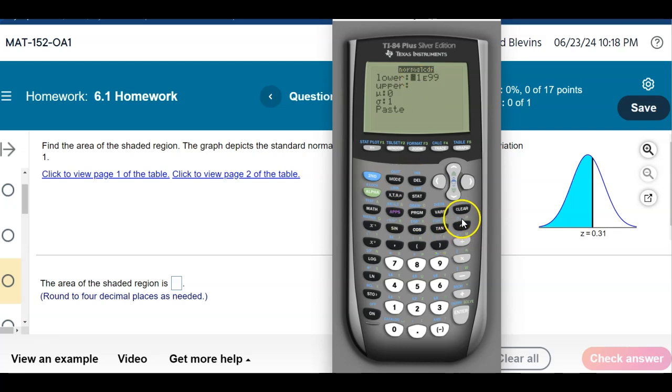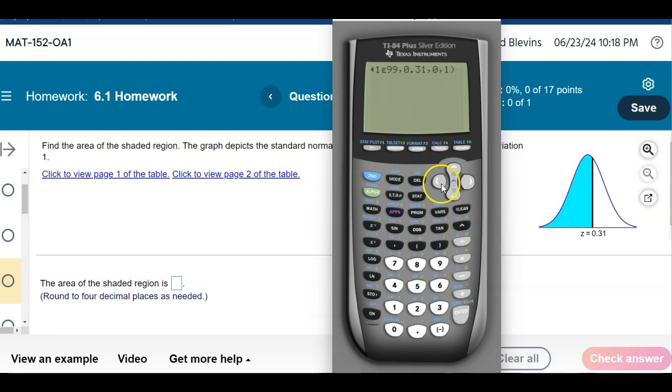Now, I'm going to show you a couple ways to go about this. Number one, if it's not there, you press -1. There's -1. And then E is above the comma, it's EE. So I hit second that, and then 99. That's how I can get that on there. All right, and then my upper number is this 0.31. The standard normal has a mean of 0 and a standard deviation of 1. So I'll leave that alone, and I click paste.